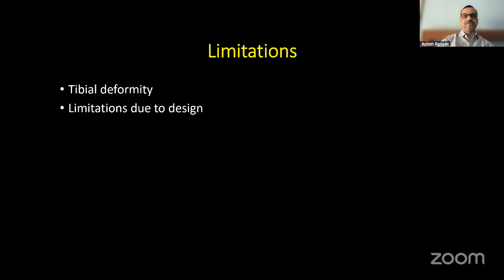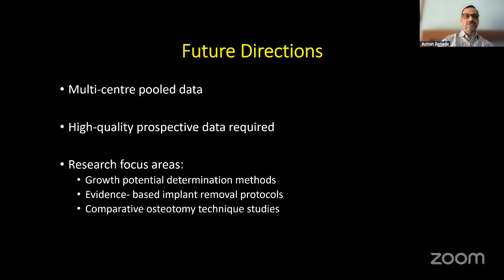So limitations were, since idiopathic genu valgum is mainly femoral, we did not ask about tibial osteotomy and indications for peroneal nerve decompression. And then there are certain limitations due to the design, because certain questions may not be framed and certain data remains unanswered. So future directions, we need multi-centered pooled data and high quality prospective studies. The areas I feel might be growth potential determination methods, evidence-based recommendations about implant removal after guided growth, and various comparative techniques for determining the best osteotomy type.